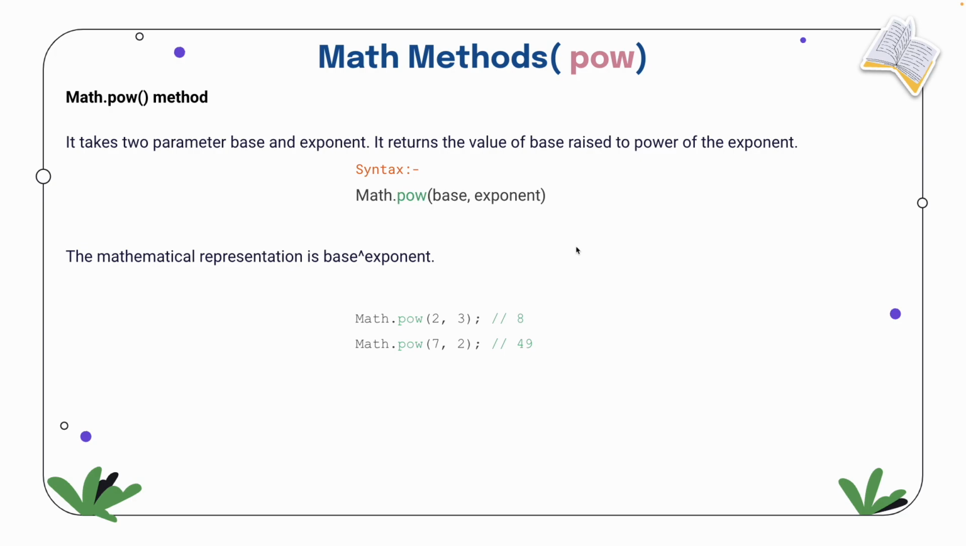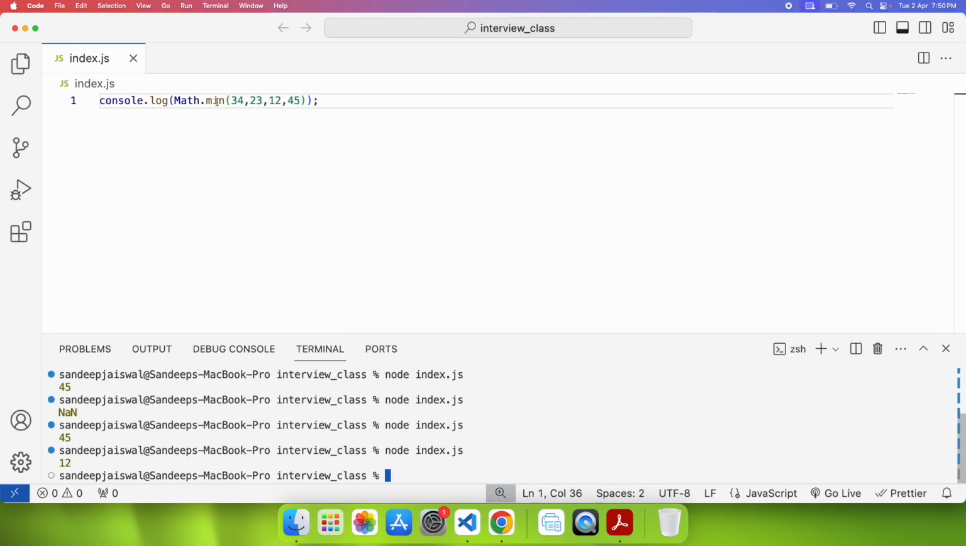Now next is power. We have already seen this, right? Math.pow. So let's say 2 power 3, 4 power 5, 3 power 2. Basically, base is the main thing and exponent is the power. See, pow(2, 3) means 2 power 3, so 2 power 3 is 8. pow(7, 2) means 7 power 2, so 7 power 2 is 49. 7 sevens are 49, 2 twos are 4, 4 twos are 8. So that's how we can calculate power.